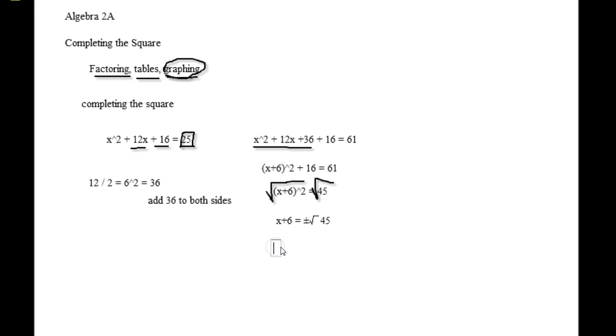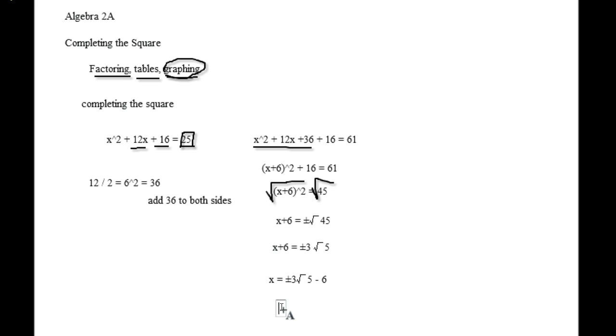If I break that down, that becomes x plus 6 equals plus or minus 3 square root 5. Then I subtract the 6 from the other side, and I get the exact answer of what the roots are: plus or minus 3 root 5 minus 6. So there would be two versions of that.